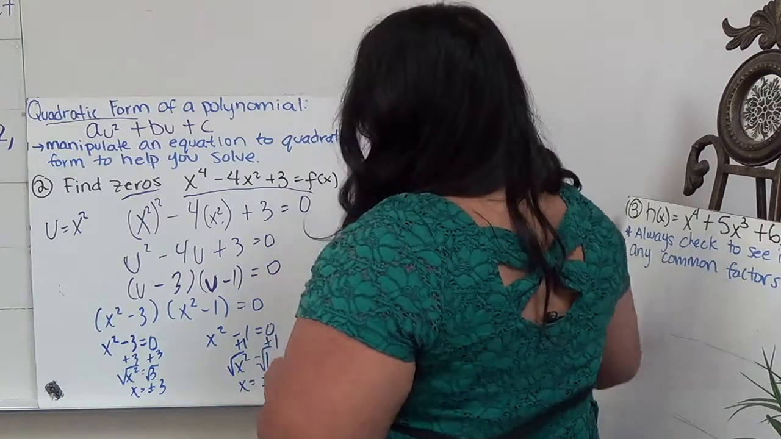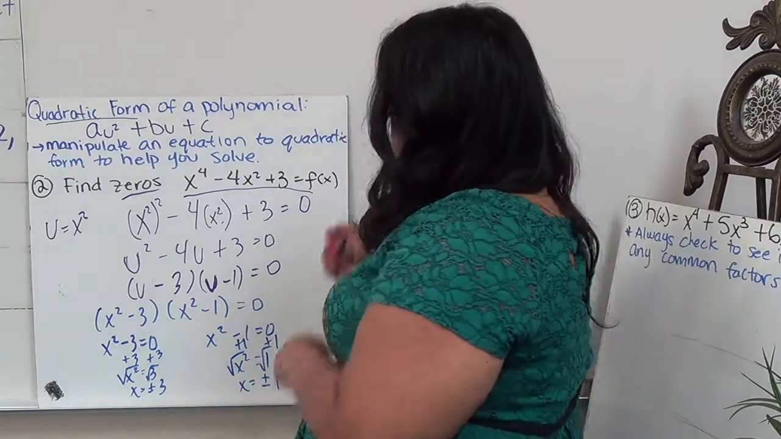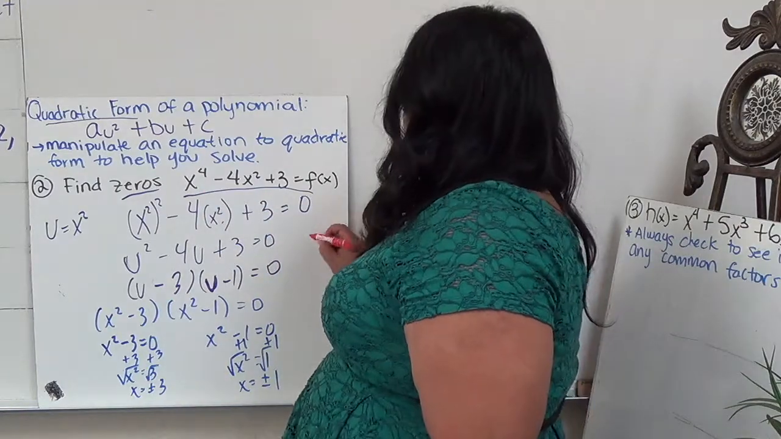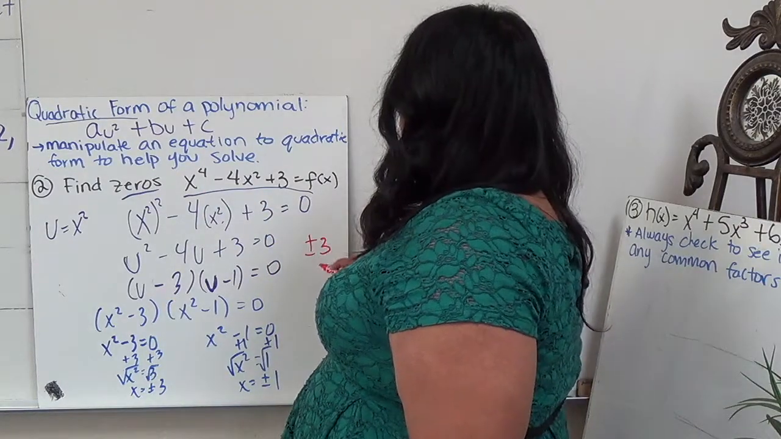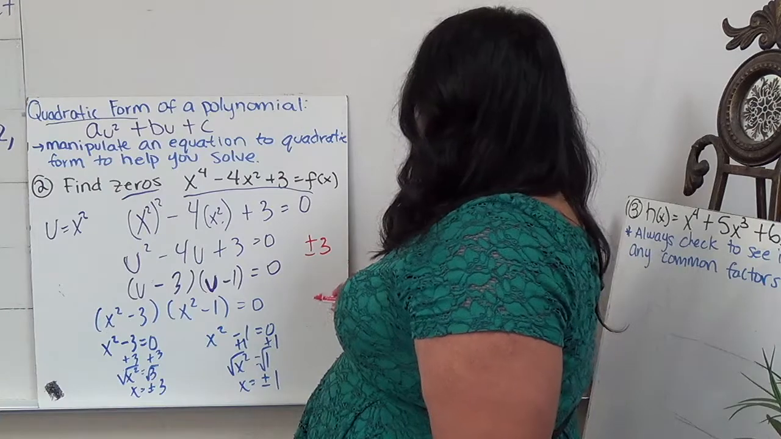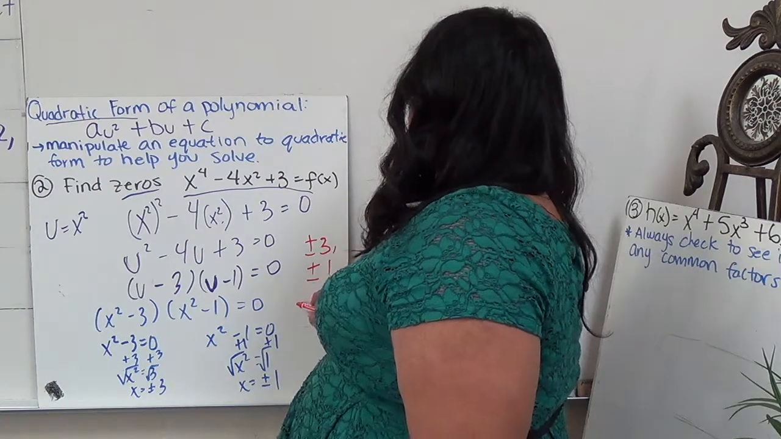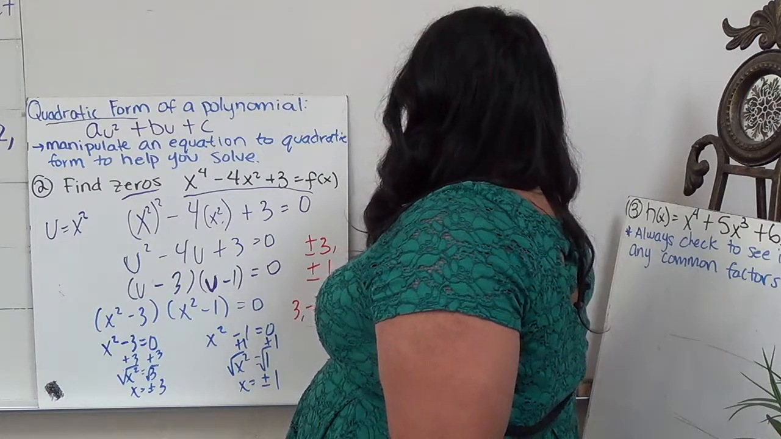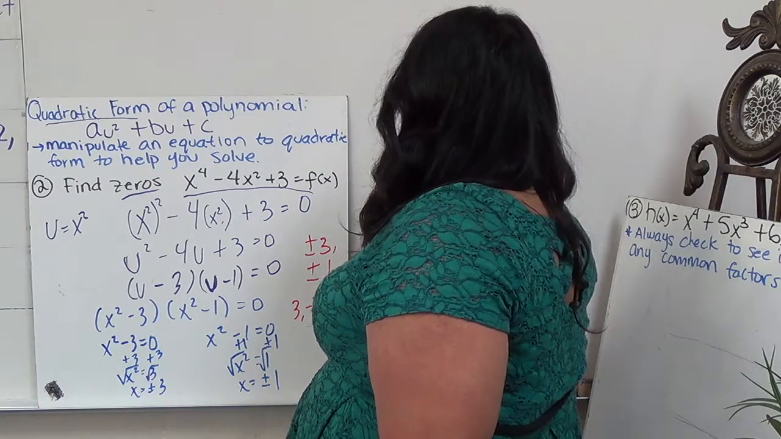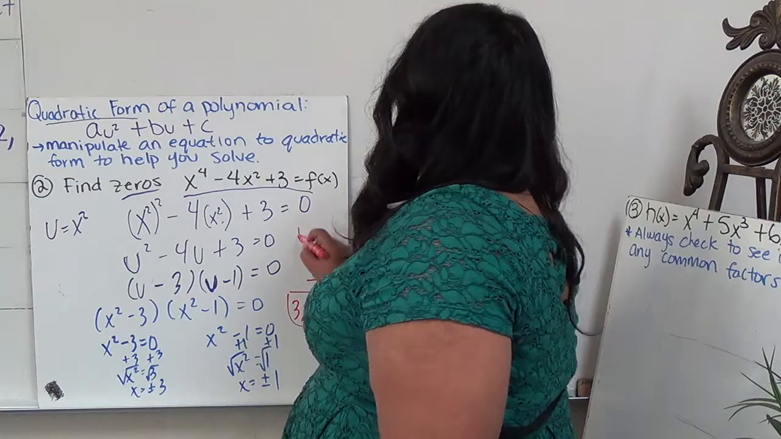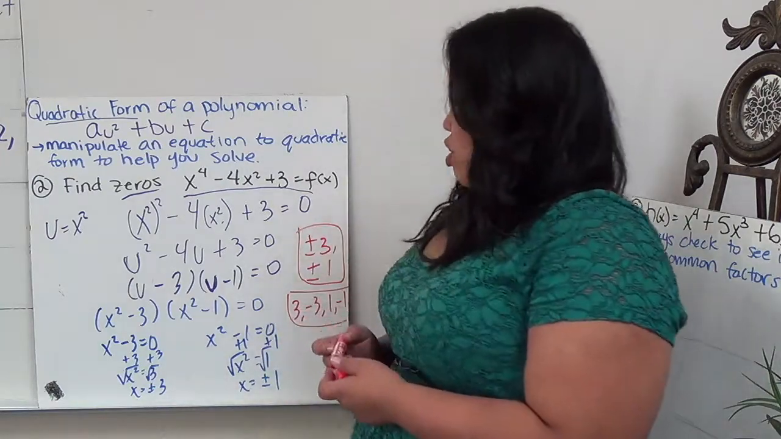So my answers are, and I should have 4, plus or minus the square root of 3, which is positive and negative, and plus and minus 1. So I can write square root of 3, negative square root of 3, 1, negative 1. I don't care which way you write it, as long as you understand that it represents 4 answers.